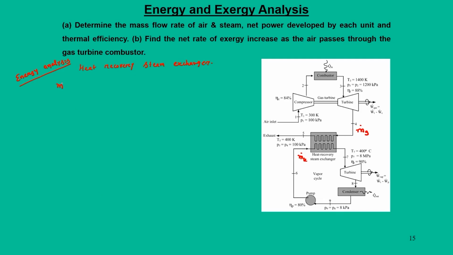So, if you write this energy balance, m dot g into H4 minus H5 is the heat extracted from the gas that is fed to the steam unit, that is m dot v into H6 minus H7. So, this will give you the ratio m dot v by m dot g as H4 minus H5 divided by H7 minus H6. With the data which was supplied, we can find out it is 1547.